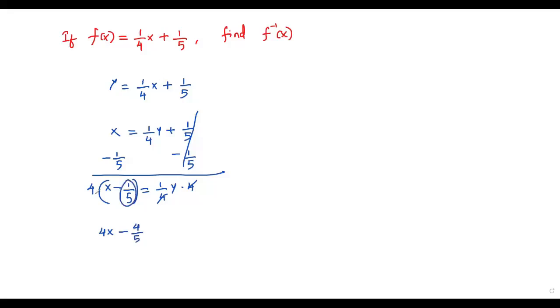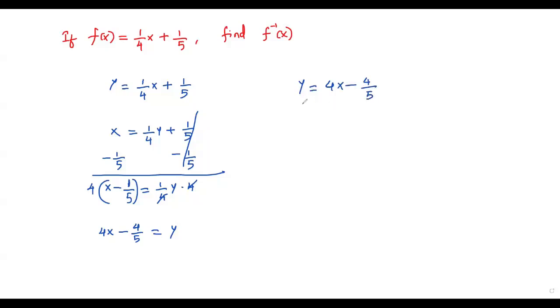Whenever we multiply a fraction by a whole number, we have to multiply the numerator by the whole number. 4 times 1 is 4, and the denominator is taken as it is. So we get 4 over 5 here. On the right side, we just have y. So now I have solved for y. That is, y is equal to 4x minus 4 over 5.